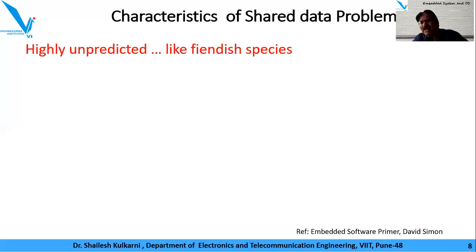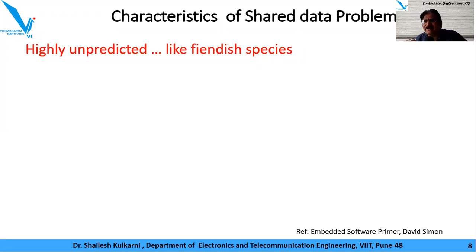Because you never know when that particular shared data problem would come. It would not be the case that all the time when it runs, for example, in 1,000 iterations of your program, it might not pop up. And maybe it would pop up at the 1,001st iteration. I think there is a very high uncertainty. There is high unpredictability of the arising of this particular shared data problem.